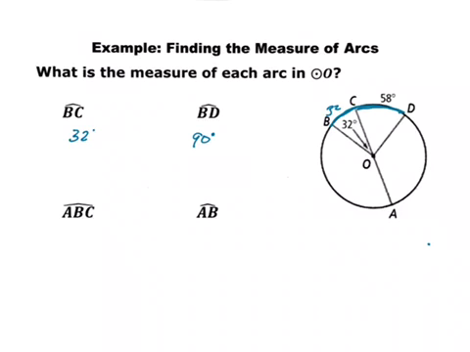Arc ABC is essentially a semicircle, so that has a degree measure of 180. And then arc AB is a part of that semicircle, but not the entire thing. It's 180 minus the 32 degree arc here, so that leaves behind 148.